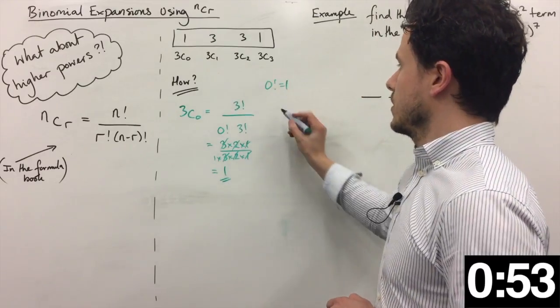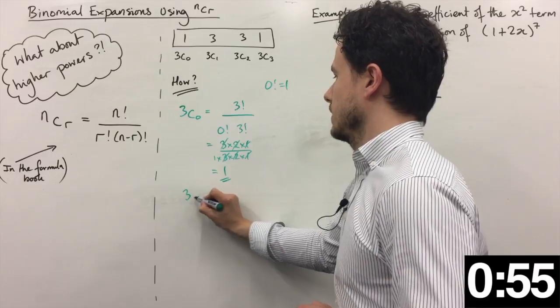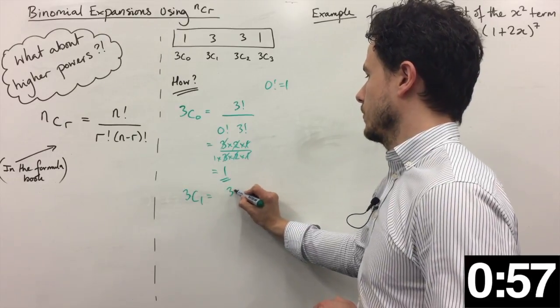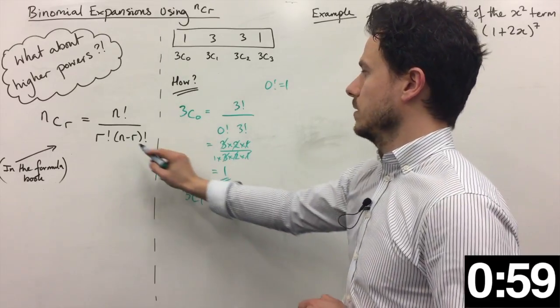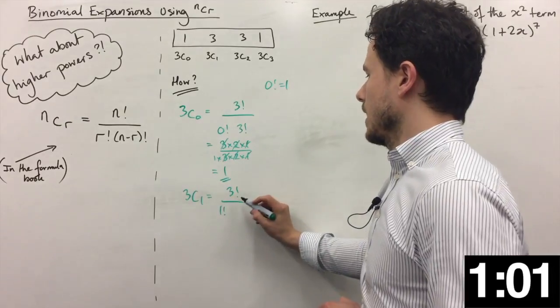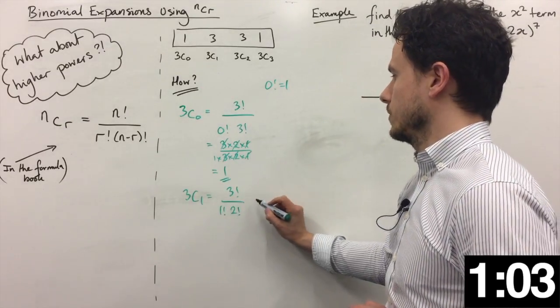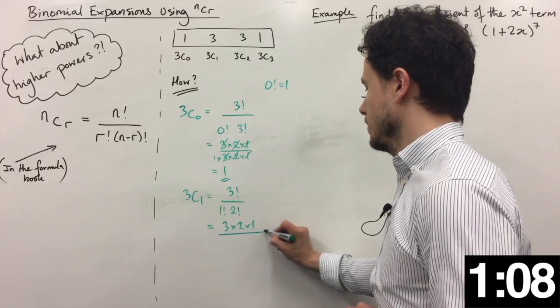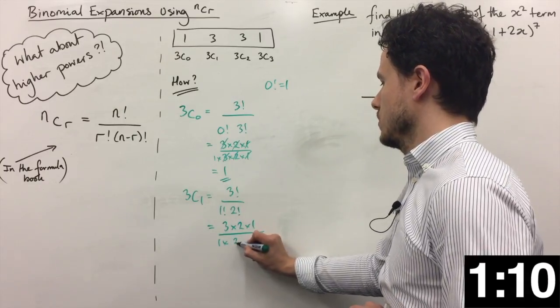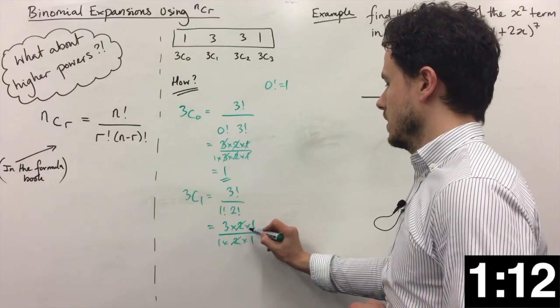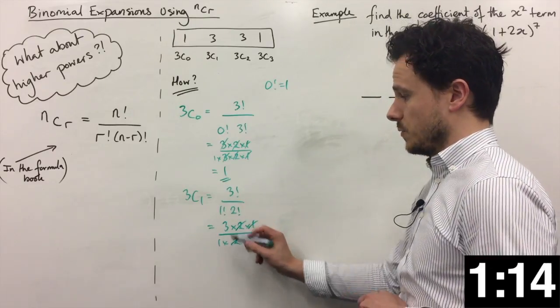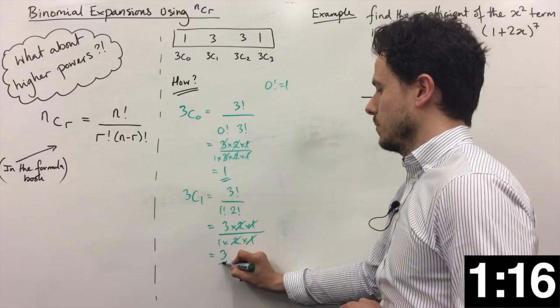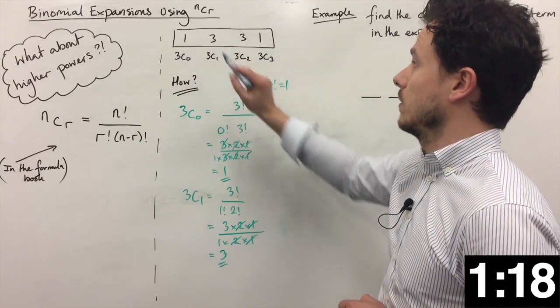Okay, 3 choose 1. Let's do that down here. So 3 choose 1, I will get 3 factorial over 1 is that one, and 3 take away 1, 2 factorial. So looking at this one now, I get 3 times 2 times 1 on the top, the bottom, 1 times 2 times 1. Notice, what is the same on the top cancels with the same on the bottom, so we end up with 3. Well, that's exactly what we got there.